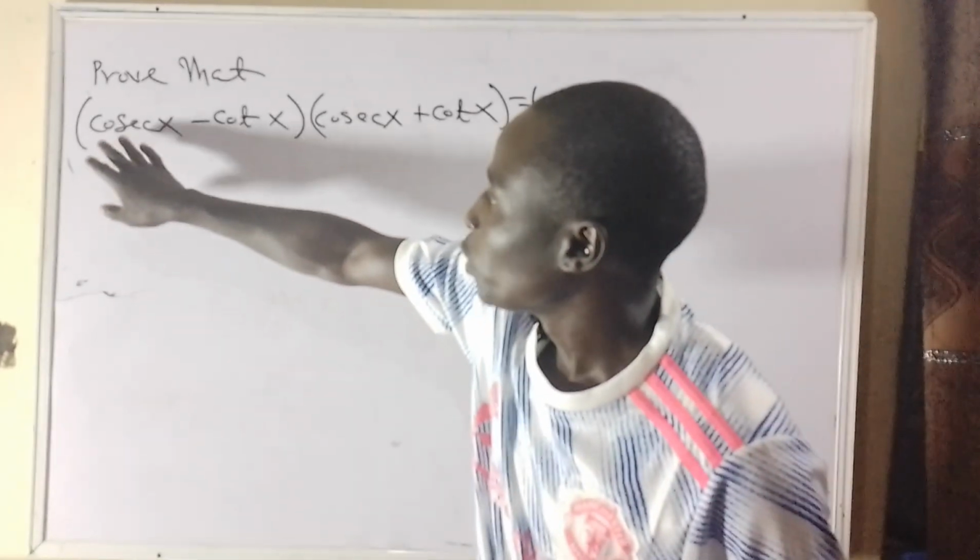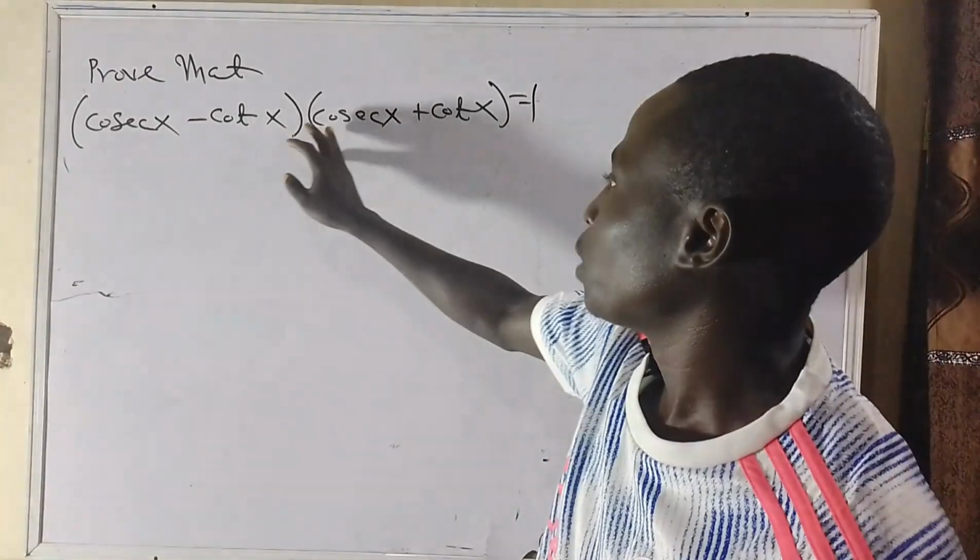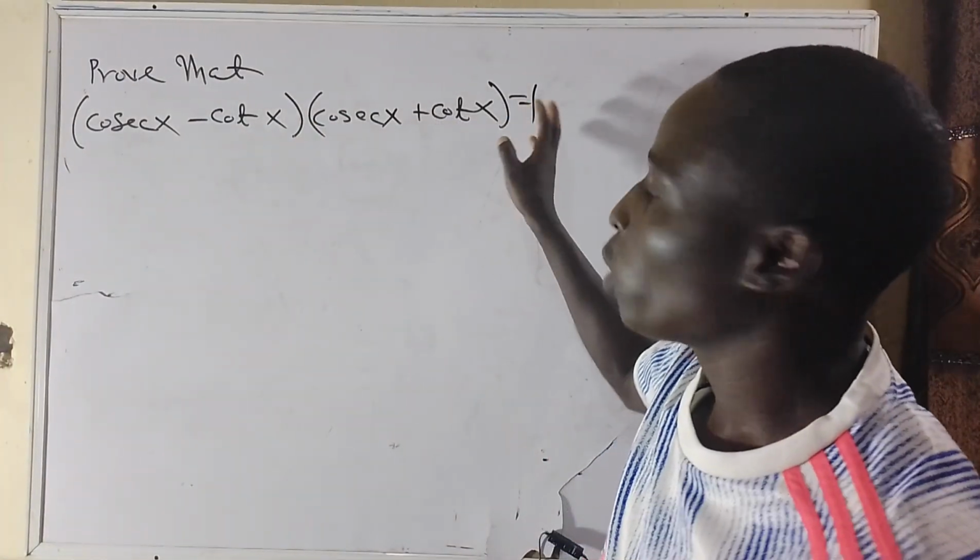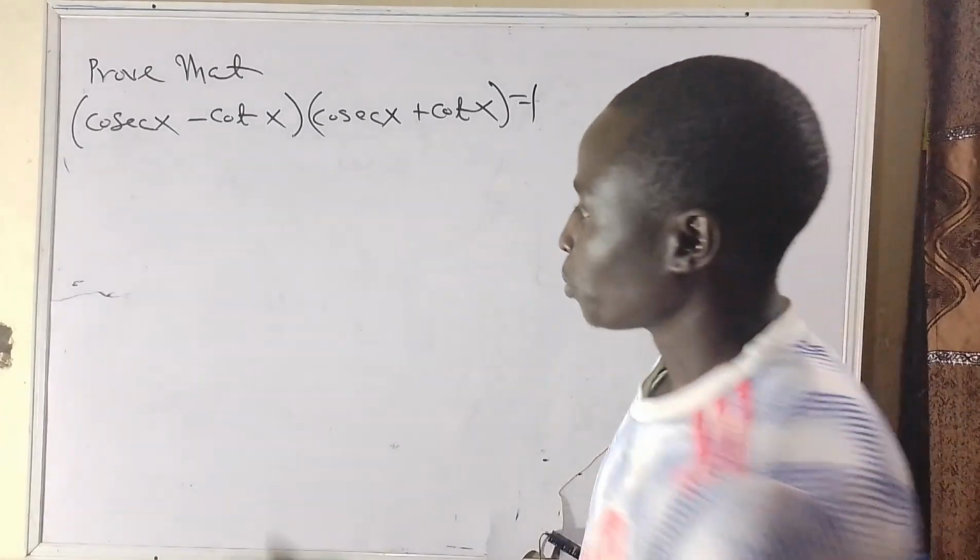Let's see whether cosec x minus cot x and cosec x plus cot x will actually be equal to 1.